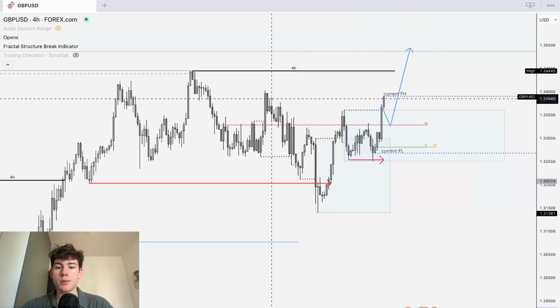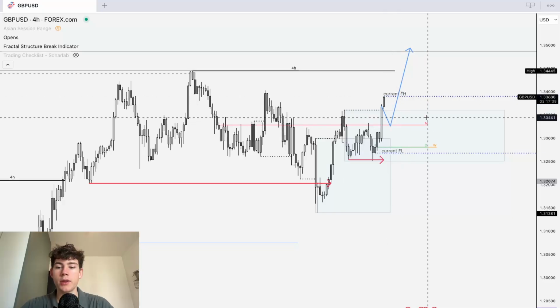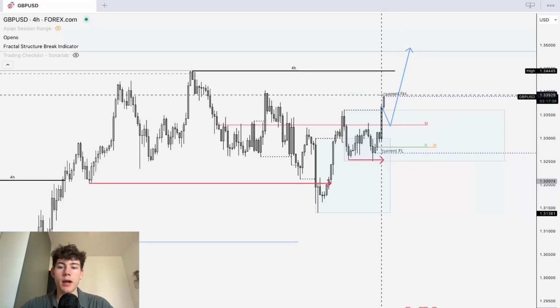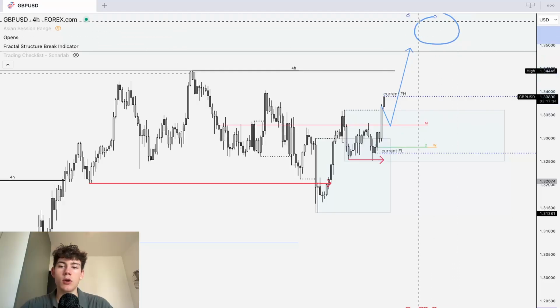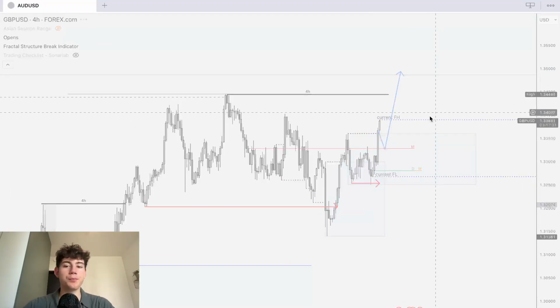So now that we just broke the daily fractal, well, now I'm looking for a retracement in towards that monthly level. And from here, I will look to long in towards the open supply zone. So this is looking quite nice on GBP USD.